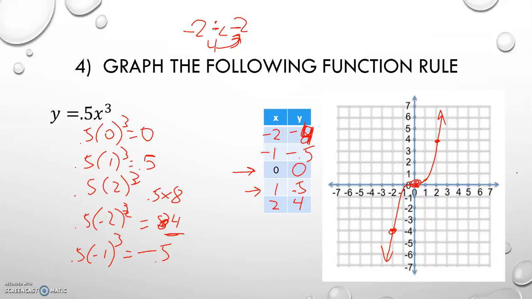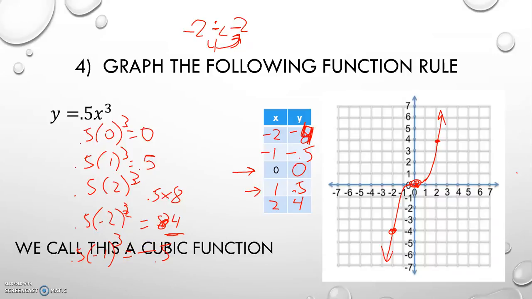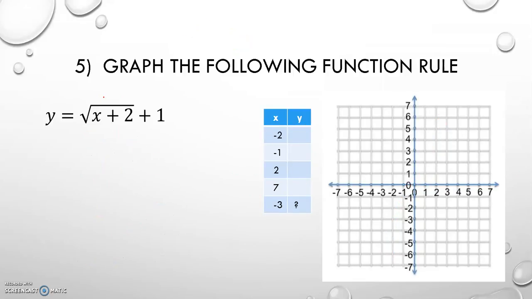That is a graph that is called a cubic function. It's a cubic function because we're raising it to the third power, and we always get sort of like an S-looking graph when we graph those cubic functions. Let's take a look at one more.